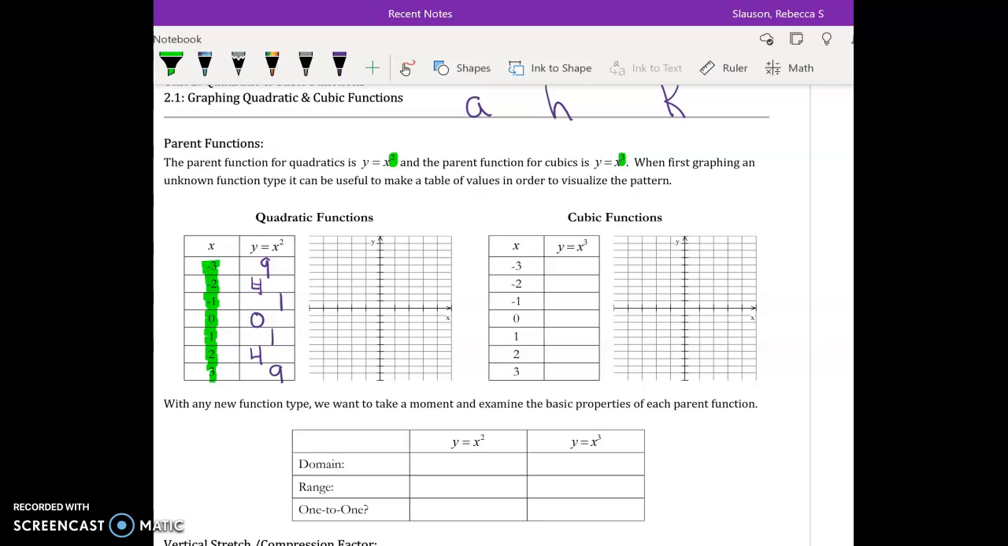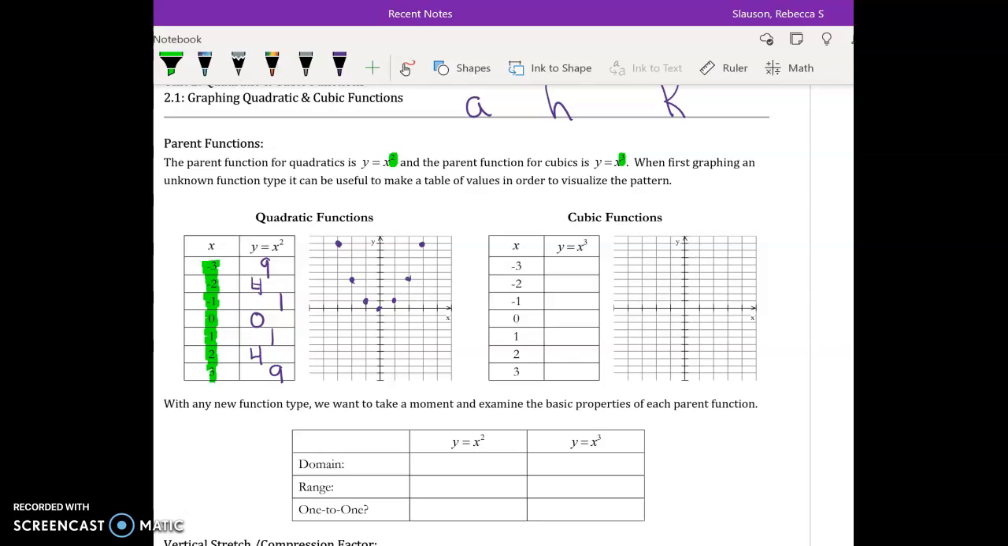So let's go ahead and graph those. So -3, 9. Let's see, right there. And then I'm going to do -2, 4, -1, 1, 0, 0. Now I want you to realize that some of the y values are repeating. So what's happening here is because the y values are repeating, it will be failing the horizontal line test. So it's just going to be a function, not a one-to-one function.